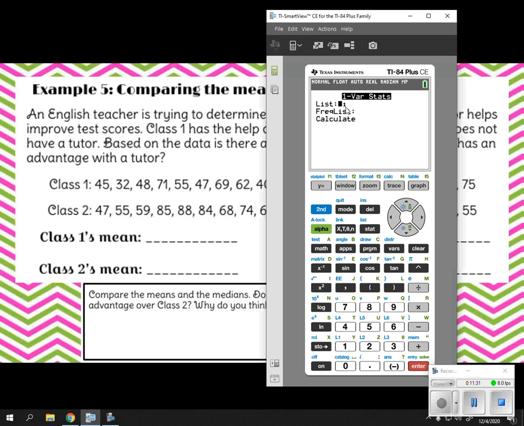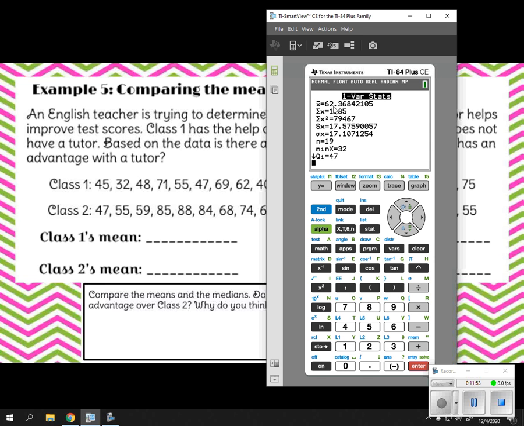If I want to change that to L2, L2 is down here in the blue, so that means I have to hit second and then that button and it'll change it. But right now I just want L1. So my mean is 62 point, and you want to give some decimal places to let people know that it's not 62 exactly.